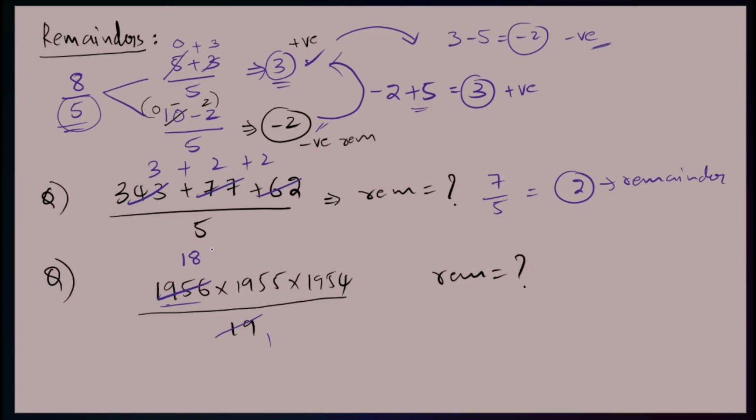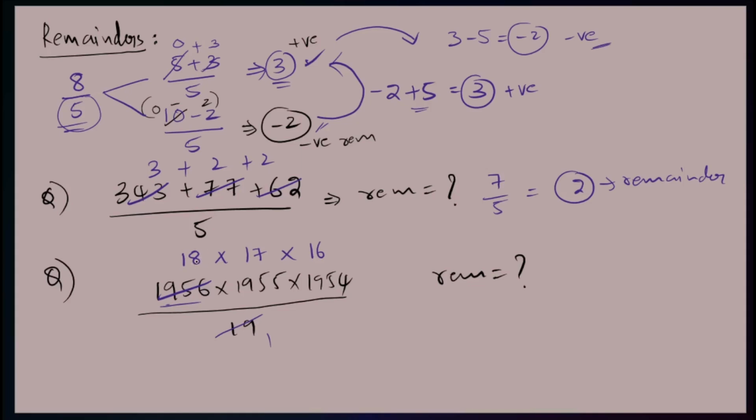And 1955 is one less than this, so here the remainder is 17, and here your remainder is 16. So finally the remainders are 18, 17, 16. Now you can multiply 18, 17, 16 and solve it. But even then, it consumes a lot of time.